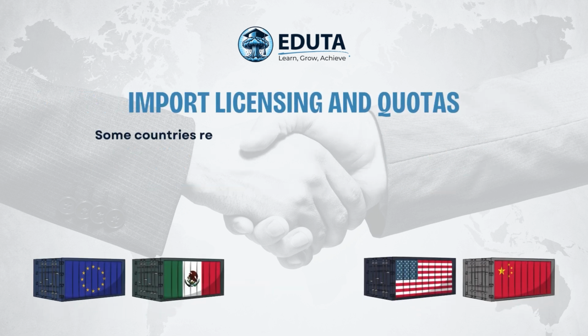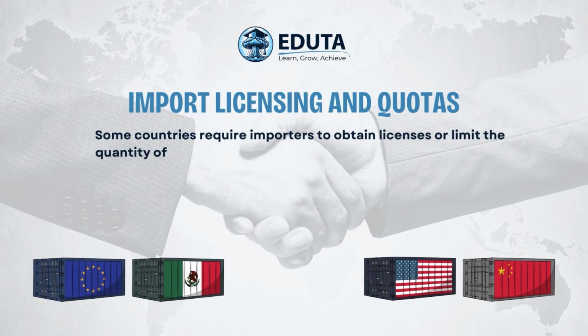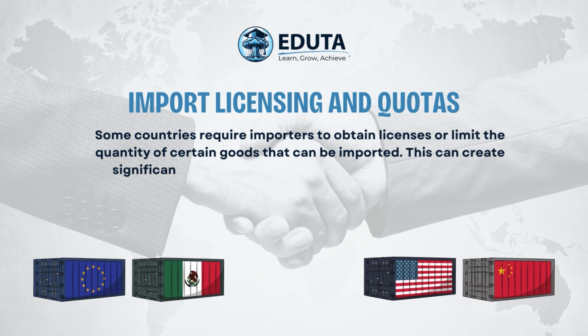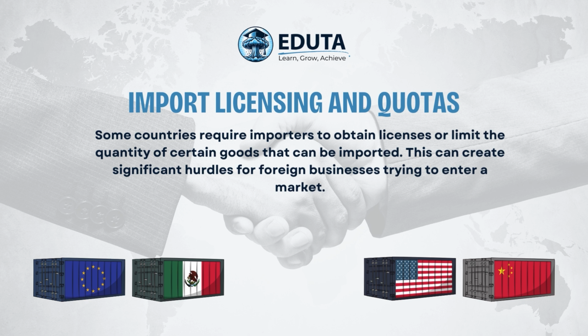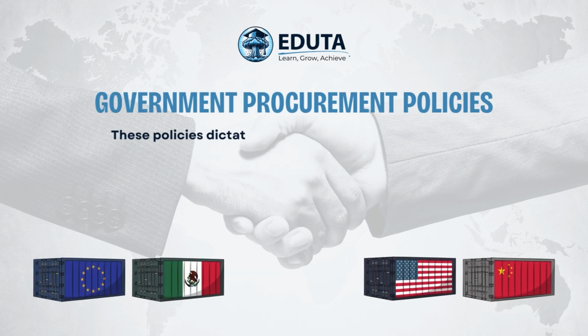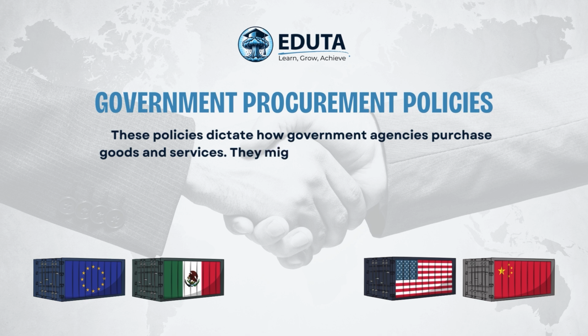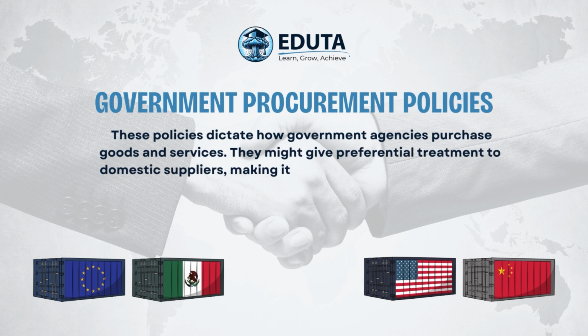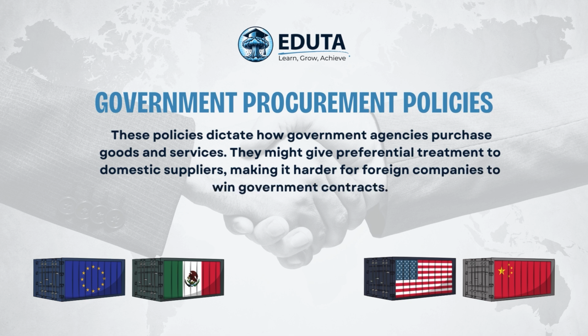Import licensing and quotas. Some countries require importers to obtain licenses or limit the quantity of certain goods that can be imported. This can create significant hurdles for foreign businesses trying to enter a market. Government procurement policies. These policies dictate how government agencies purchase goods and services. They might give preferential treatment to domestic suppliers, making it harder for foreign companies to win government contracts.